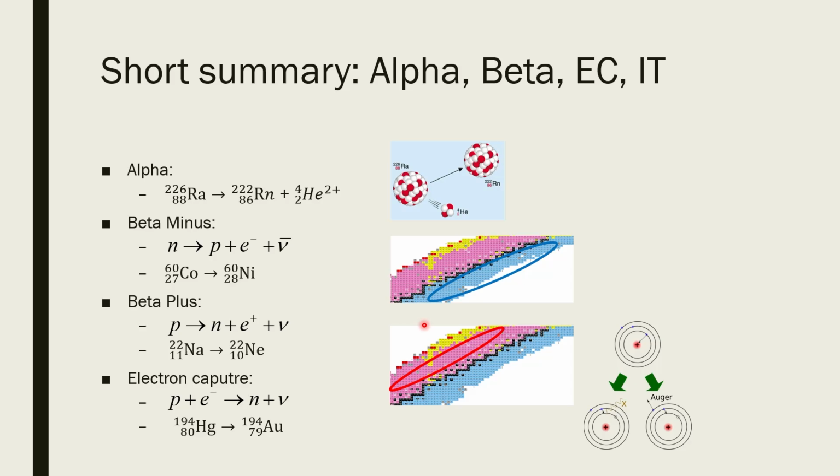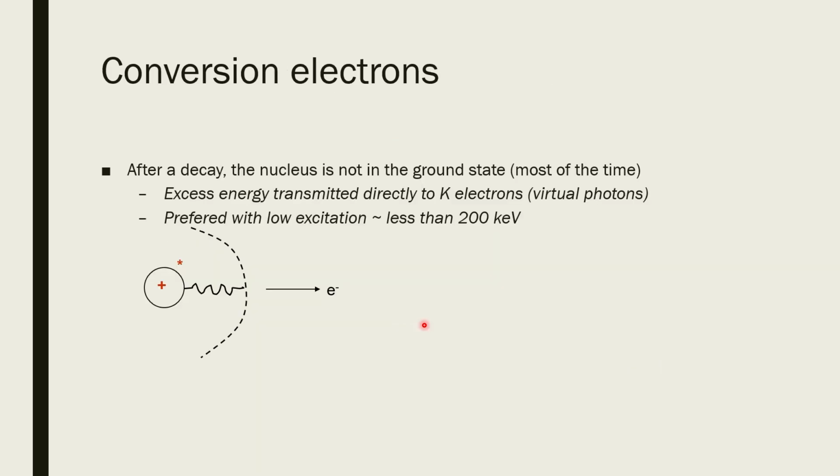But there's also another way for this nucleus to get rid of excess energy. These are called conversion electrons, or sometimes this process is called internal conversion. After a decay, the nucleus is not in the ground state most of the time, especially for beta decays, and this excess in energy has to go somewhere. In this case, it's transmitted to one K electron, so it's basically the opposite of the electron capture, and this K electron flies out of the atom, and this is what we call conversion electrons. It's preferred with lower excitation energies of less than 200 kiloelectron volts.